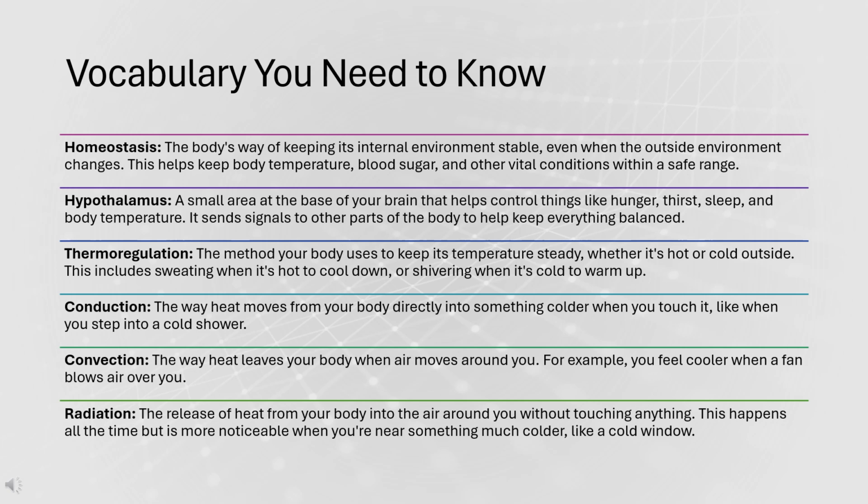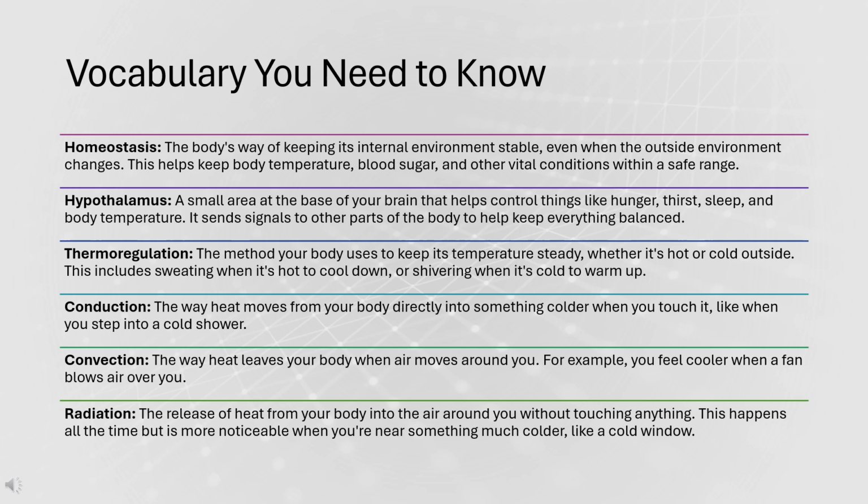Thermoregulation. The method your body uses to keep its temperature steady, whether it's hot or cold outside. This includes sweating when it's hot to cool down or shivering when it's cold to warm up. Conduction. The way heat moves from your body directly into something colder when you touch it, like when you step into a cold shower. Convection. The way heat leaves your body when air moves around you. For example, you feel cooler when a fan blows air over you.